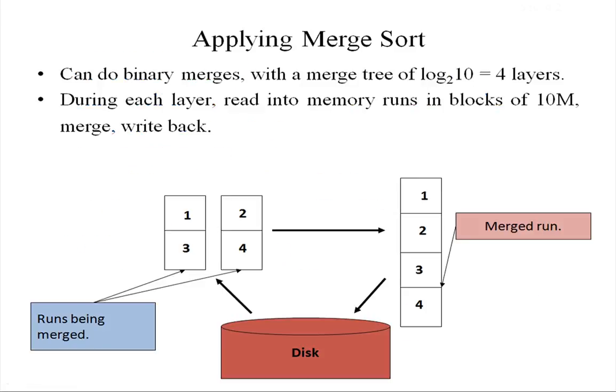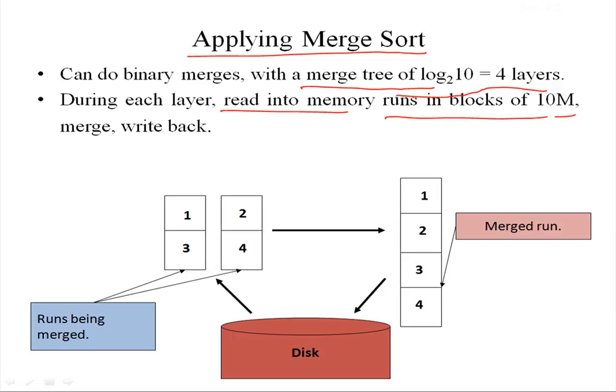Now another thing is applying merge sort. Can we do binary merges with a merge tree of log base 2 layers? During each layer, read into memory runs of block size 10M, merge and write back. This is a simple merge sort technique that we can apply with the BSBI algorithm for merging: fetch both pairs from disk, then apply merging, and then write the merged result back to the disk.